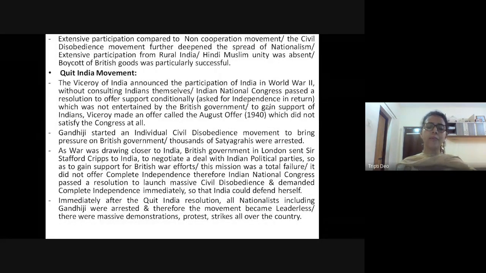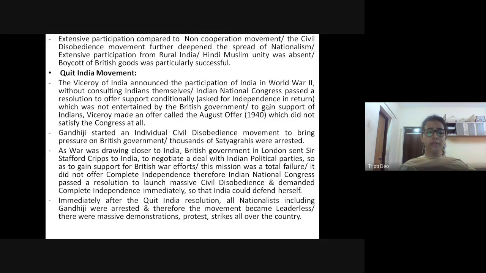There was extensive participation compared to the non-cooperation movement. There was even more participation in the civil disobedience movement, and the movement further deepened the spread of nationalism. It was extensive participation from rural India. Hindu-Muslim unity, although, was absent. And this was because now you will see that the demand of the Muslim League for their own state had started to take place. Boycott of British goods was particularly a success under the civil disobedience movement.